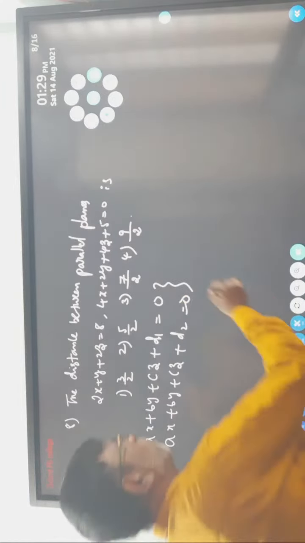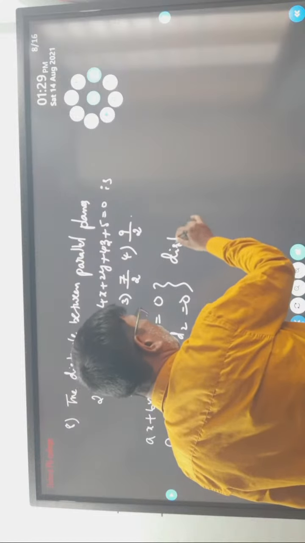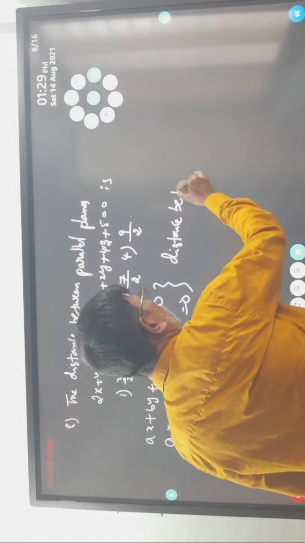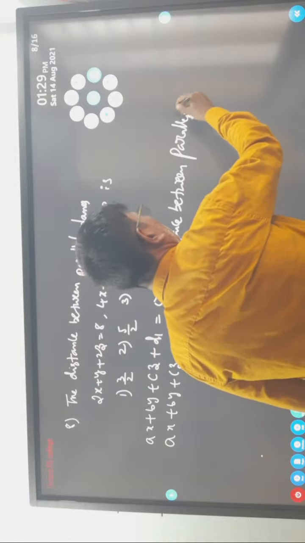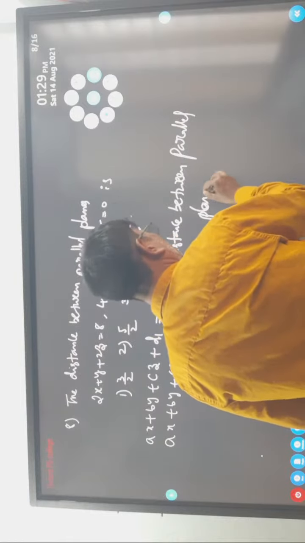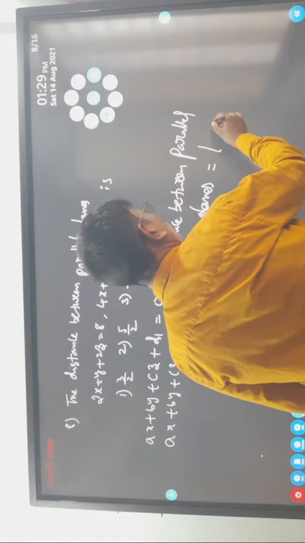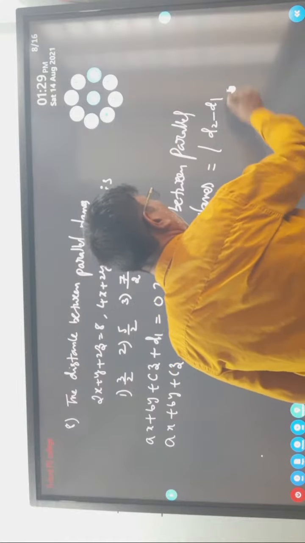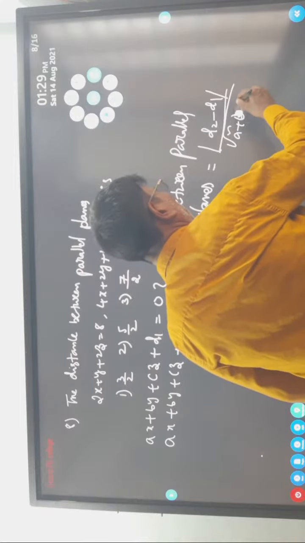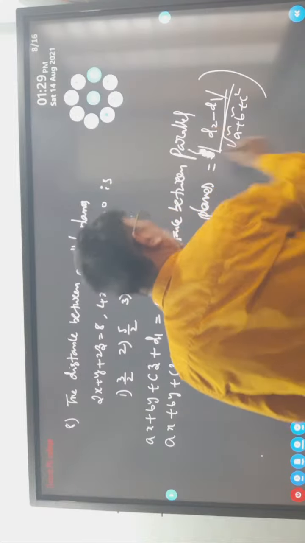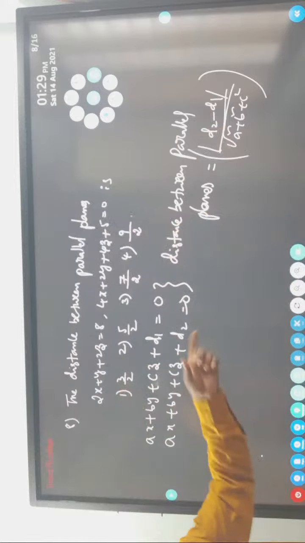Distance between parallel planes. It is nothing but, remember the formula, mod of d2 minus d1 by root of a square plus b square plus c square. This is the formula of distance between parallel planes.